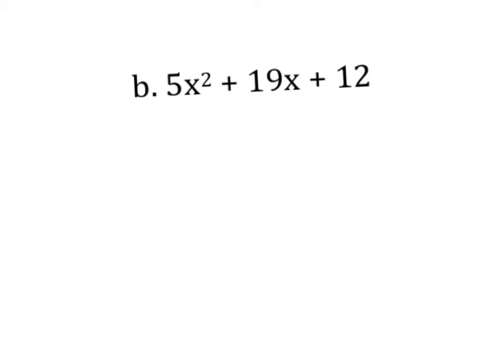So once again, I notice that my initial term, my first term, has a number 5 in front of it, and so I'm going to use what we call the M method. So I'm going to multiply first times the last, and I get 60x squared. I'm looking for two numbers who multiply to give me 60x squared, and who add to give me 19.